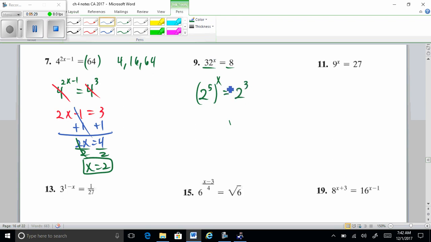Now, before I start trying to cancel anything out, I want to do the power rule. That's why we reviewed that. So this actually becomes 5x, and then we have 2 to the 3rd. So 5 times x, 5x. Now we can cancel out the 2s. So we get 5x equals 3. Divide by 5 on each side, so we get x equals 3/5.